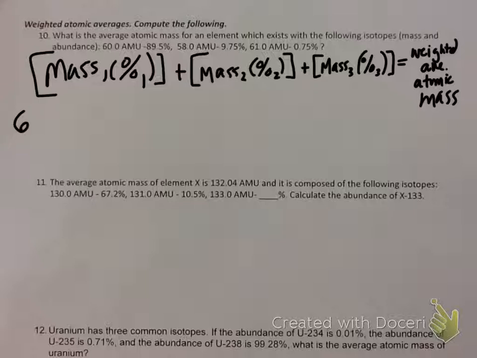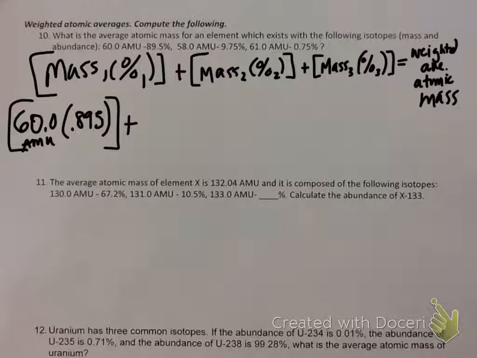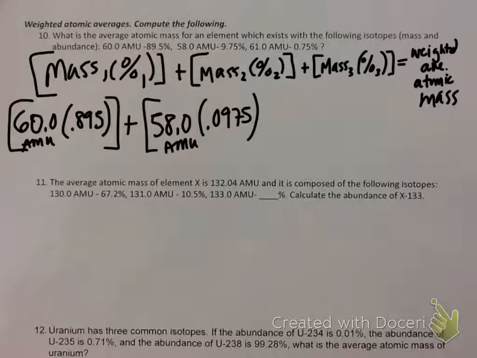So the mass of the first one that we're given is 60.0 AMUs, and its relative abundance is 89.5%. We need to express that as a decimal, so that's 0.895. And I'm going to bracket that because it keeps life a little bit simpler. The second isotope that we were given has a mass of 58.0 AMUs and a relative abundance of 9.75. That's 9.75 divided by 100. So that's 0.0975. That's one of the traps. When I'm setting these things up, I will actually write 9.75 over 100 so that I don't screw it up.